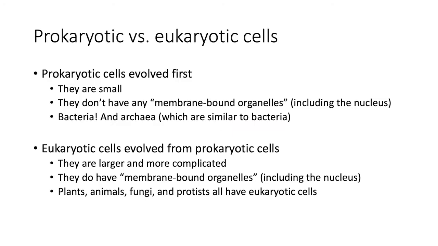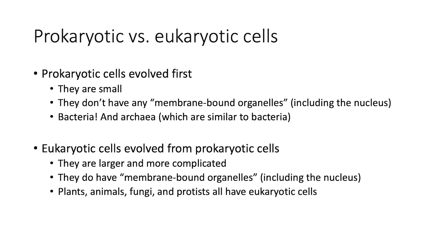Prokaryotic cells evolved first. They're tiny. So the very first cells on Earth didn't have nucleuses. They were tiny little cells, relatively simple. They didn't have any membrane-bound organelles. And again, we'll talk about that in a sec. And prokaryotic cells include bacteria and a group called archaea, which are pretty similar to bacteria.